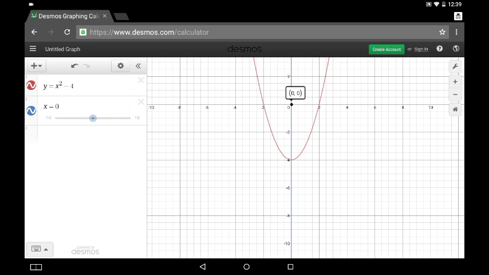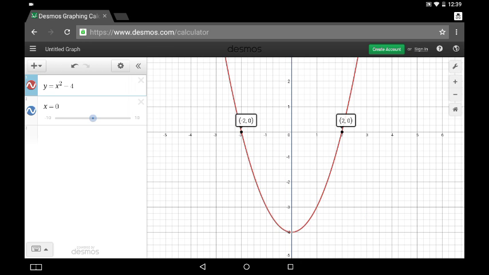So now it's crossing the y-axis down here. Now there's 2 zeros, and they are currently highlighted. So the 2 zeros are at x equals 2 and x equals negative 2.